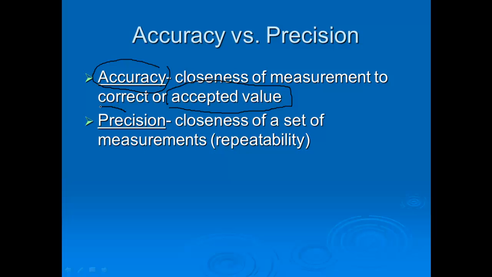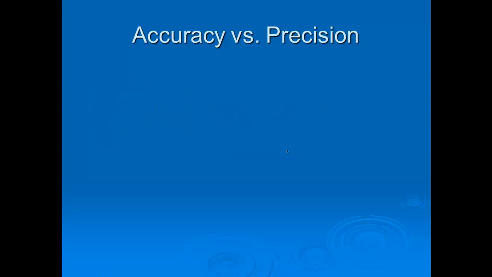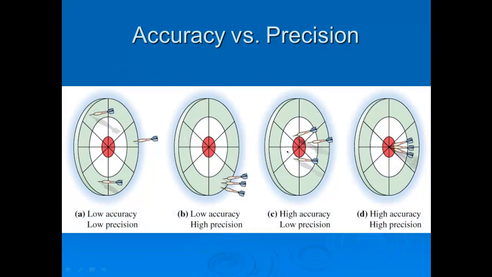Okay, then we have precision. Precision, rather, is the closeness of a set of measurements, or what I like to refer to as repeatability. I think one of the best ways to explain that is a bullseye. Okay, over here you have the darts that didn't even come close to the target and are all over the place.